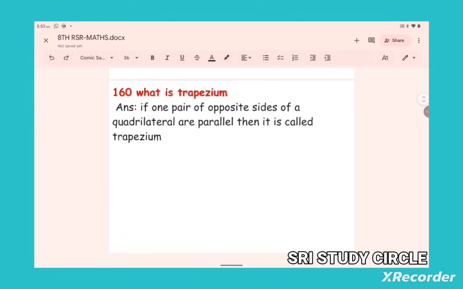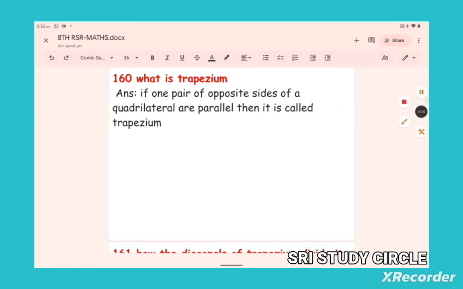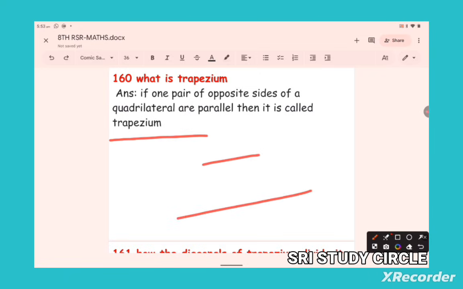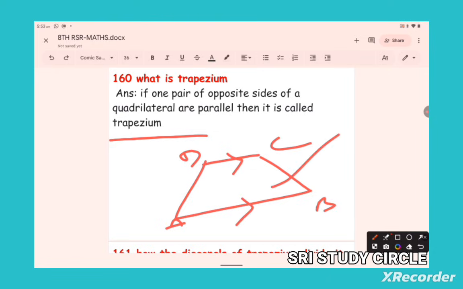What is the trapezium? Already we discussed in a previous question. If one pair of opposite sides is parallel, it is called a trapezium. Only one pair of opposite sides are parallel. Here, AB is parallel to DC. Here this is known as the trapezium.